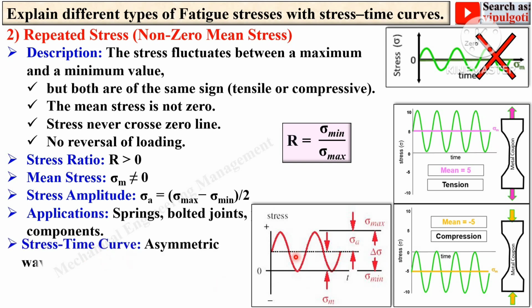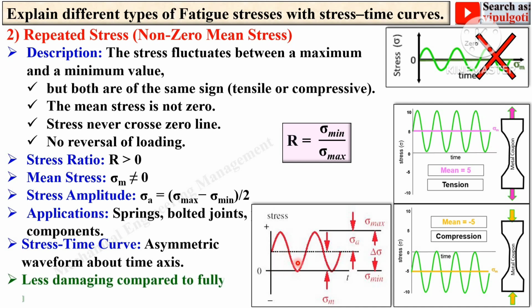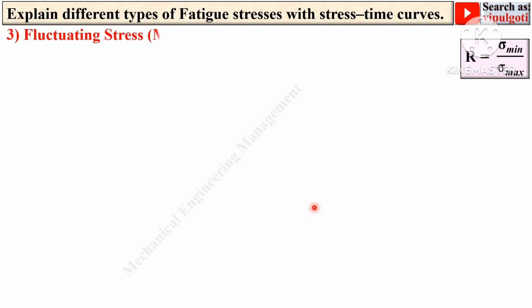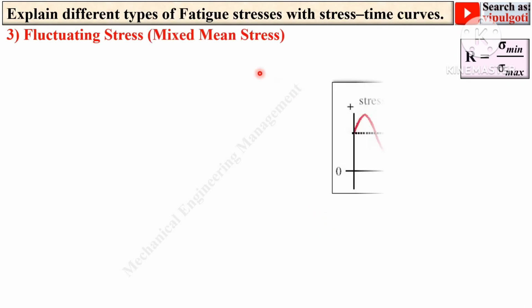Stress time curve. Here you can see this is not symmetrical about the zero line. That's why it is known as an asymmetrical waveform about the time axis. This is less damaging compared to the fully reversed stress, that means the previous one.